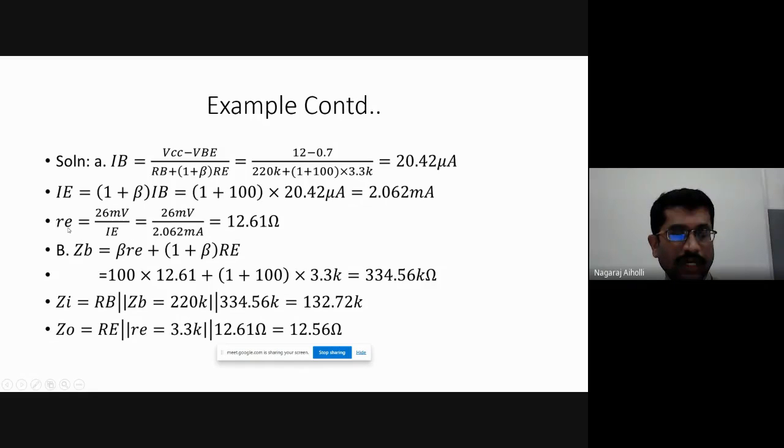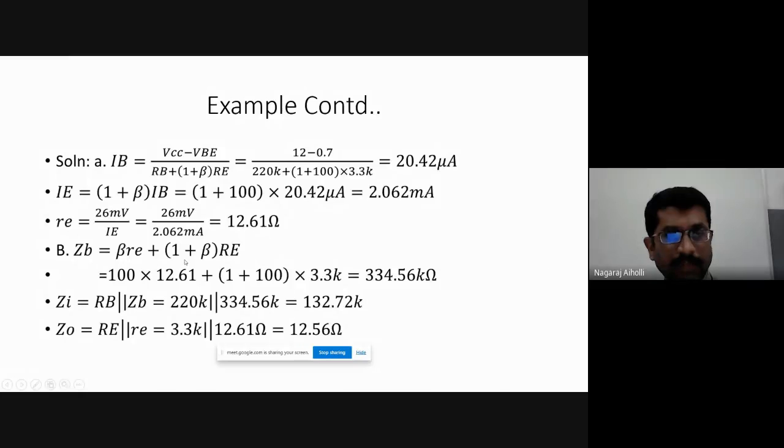The standard equation for re is 26 millivolt by IE. Substituting IE, we get 12.61 ohms. So we found the AC resistance re. Next is Zi. If you want to find Zi, first we have to find ZB.